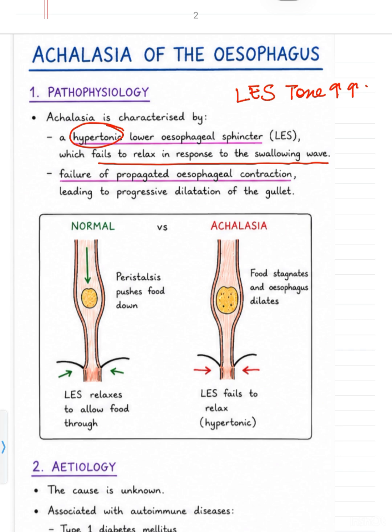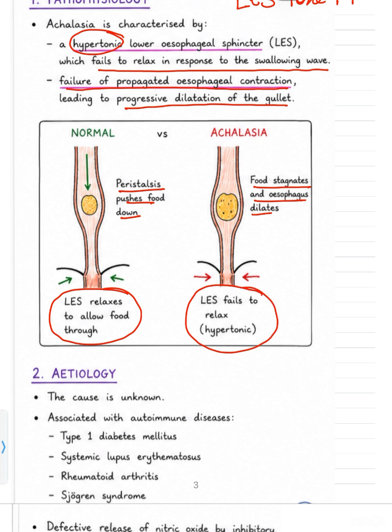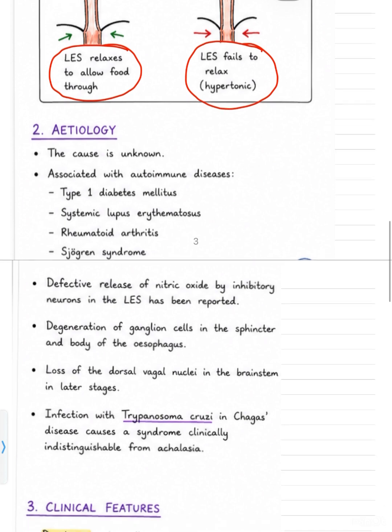Number two, there will be failure of propagated esophageal contraction, which leads to progressive dilatation of the gullet. Gullet means esophagus. Normally, peristalsis pushes the food down and the lower esophageal sphincter relaxes to allow the food to go through into the stomach. But in Achalasia, the food stagnates and the esophagus dilates, and the lower esophageal sphincter fails to relax because its tone is very high, it's hypertonic. What is the cause? In reality, we do not know the cause.